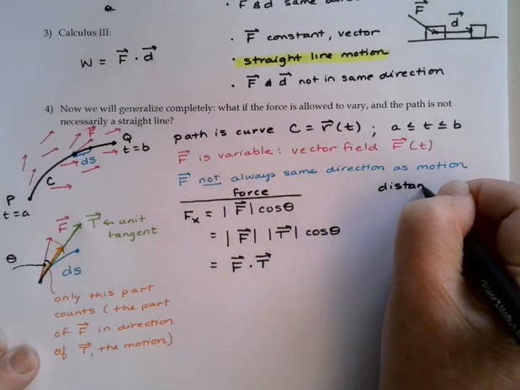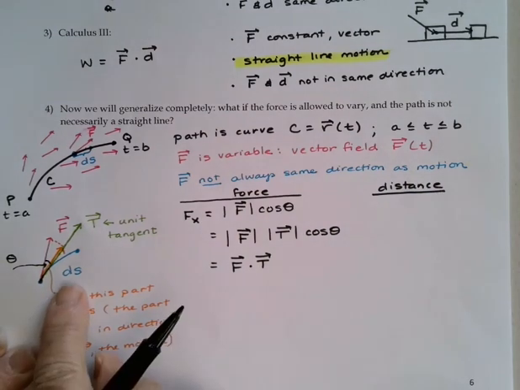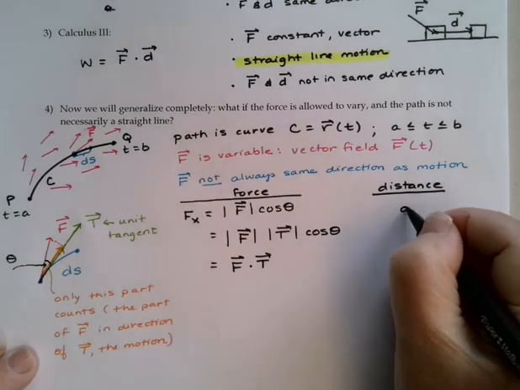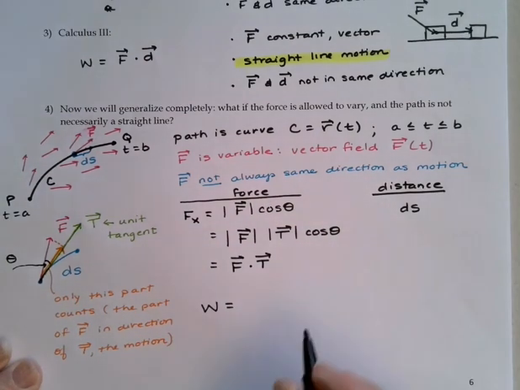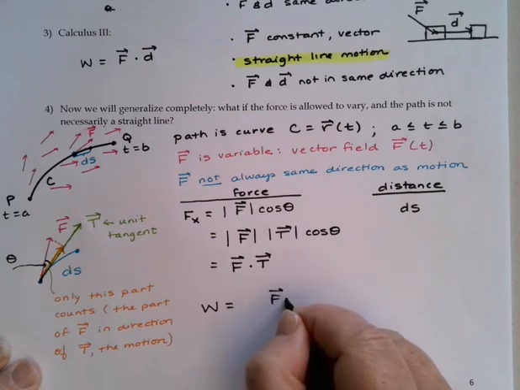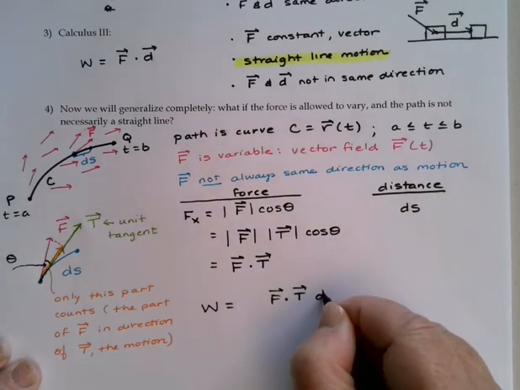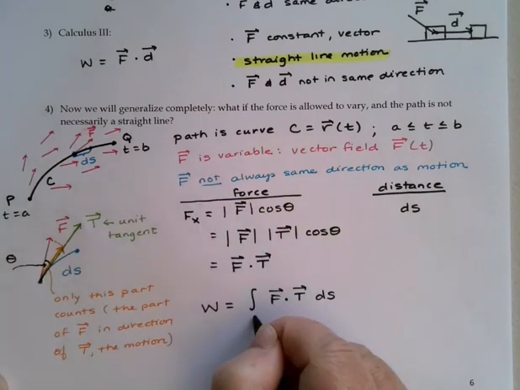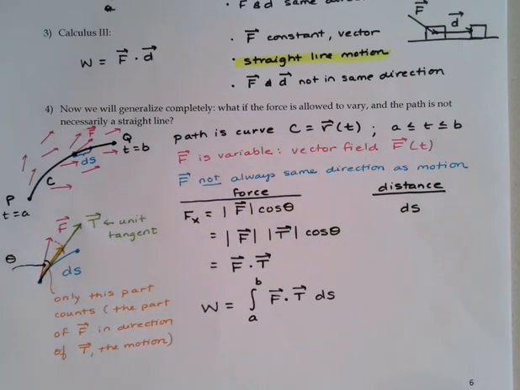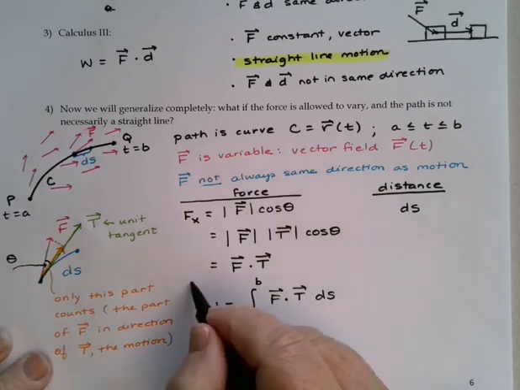The distance that I want for this little tiny piece is my distance ds here. And so the work, force times distance, is F dot T for the force times ds for the distance. And that will give me just this one little part of the work. If I want all of the work as I go from P to Q, I'm going to have to integrate this over the entire length of the curve that I want from time A to time B. All right, not bad. It's a good start.